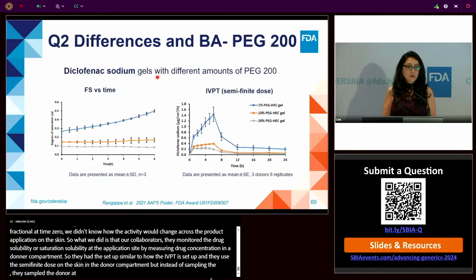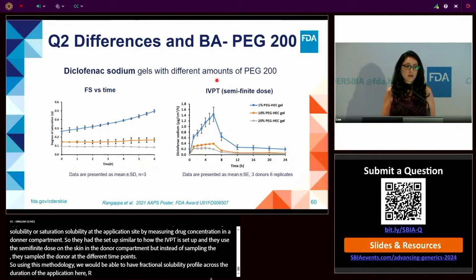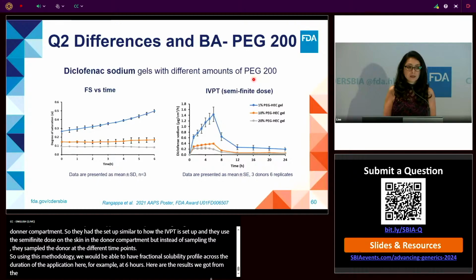So using this methodology, we would be able to have a fractional solubility profile across the duration of application, for example, for 6 hours. And here are the results we got with HEC gel formulations, which included PEG 200 as a solubility modifier at different concentrations, 1%, 10%, and 20%.